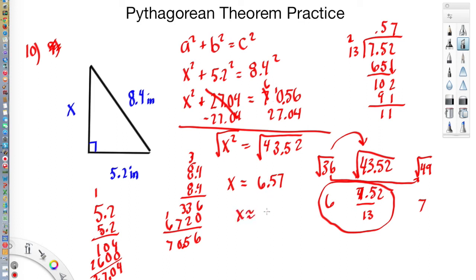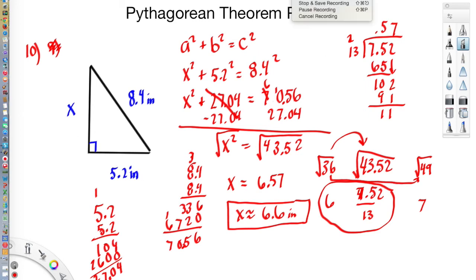to the closest tenth, it would be 6.6. Okay, and that would be in inches. So I could put that over there. A lot of work, not that hard, but it is a lot of work.